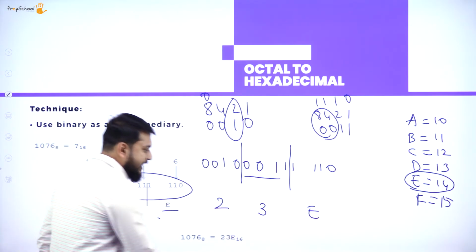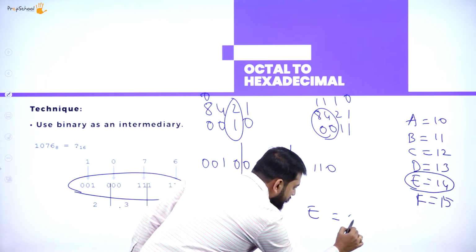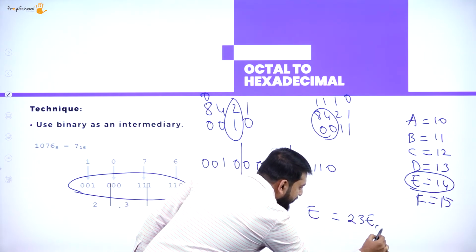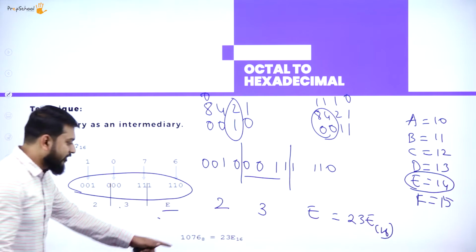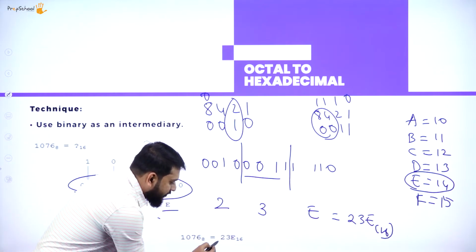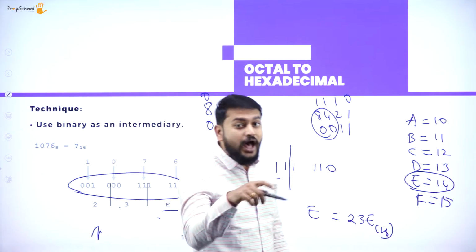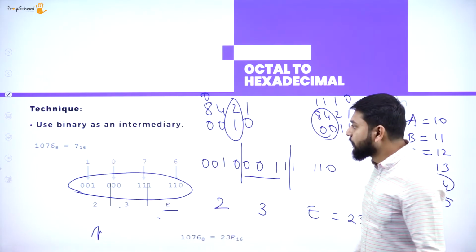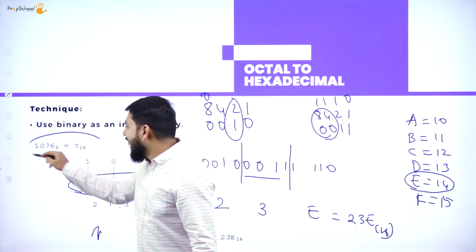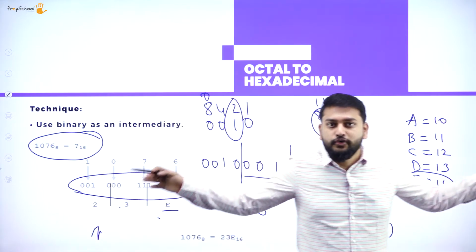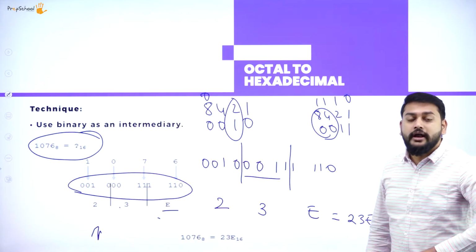So you have 23E. I'll write the answer here: 23E to the base 16. This is the conversion. Do I have that? Yes, I have. I have 23E to the base 16. This is how I will be converting the octal number to hexadecimal. This is what you have to understand here, my dear students.